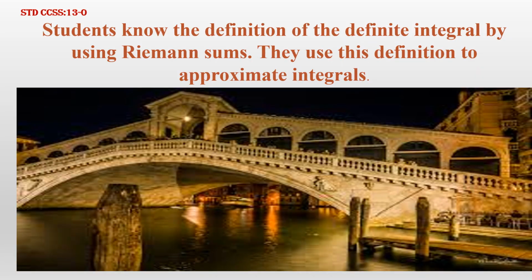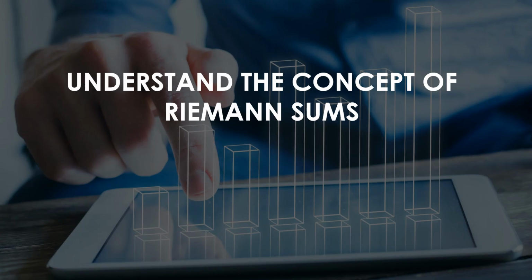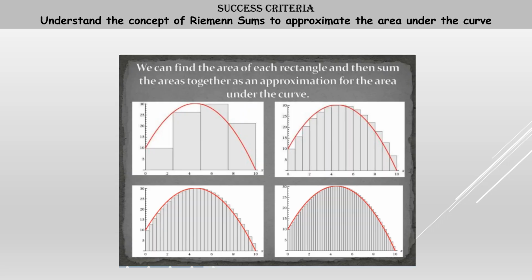So basically, in order to understand the Riemann sum, you should know that the area under the curve should be divided into an equal number of rectangles. So let's try to understand with the help of a graph. Let's try to understand the logic of Riemann, how he calculated the area under the curve.